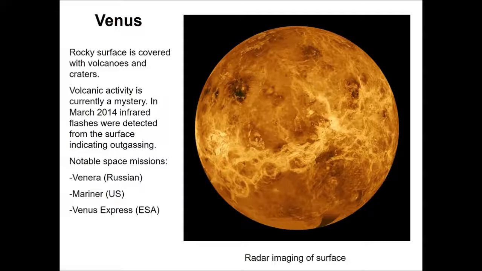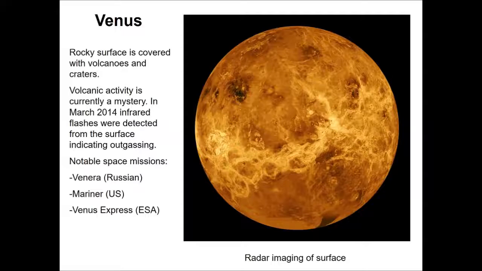And we detected a little bit of that back about 5 years ago or so, in 2014. We visited a few times, mostly orbiters. The Venus Express was a mission that was able to produce this image here. The Russians were the first to go to Venus, actually, and it's a very interesting story, what happened there.